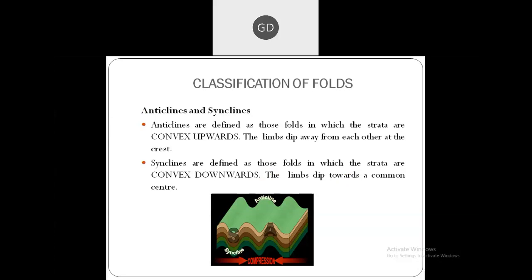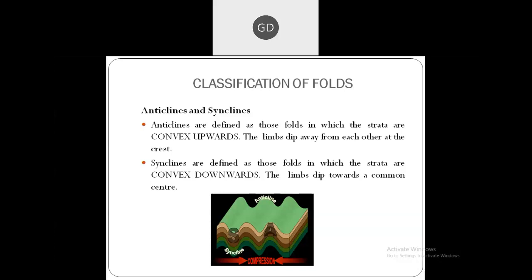Okay, so classification of folds. There are two kinds of classification of folds. Number one is anticlines and the next one is synclines. Anticlines you can define as the strata that are arched, that is, they are convex upwards. Here the limbs dip away from each other at the crest.